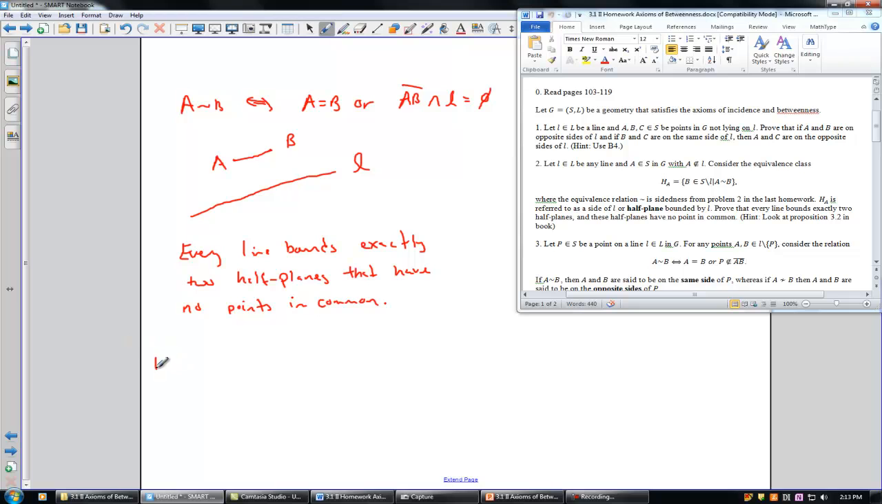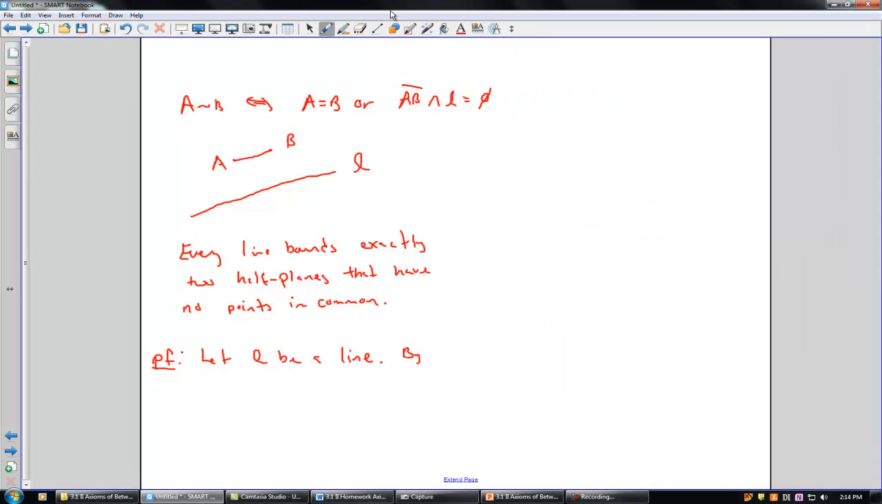All right, so proof. Let L be a line. And so I have my line L, and I want to show that there exist half planes. The idea is I have my L right here, and I know there's going to exist a point A off of L.